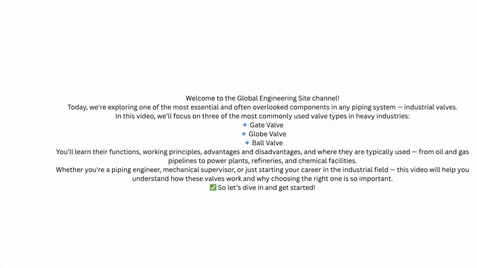Today, we're exploring one of the most essential and often overlooked components in any piping system, industrial valves. In this video, we'll focus on three of the most commonly used valve types in heavy industries. Gate valve, globe valve, ball valve. You'll learn their functions, working principles, advantages and disadvantages, and where they are typically used. From oil and gas pipelines to power plants, refineries, and chemical facilities.